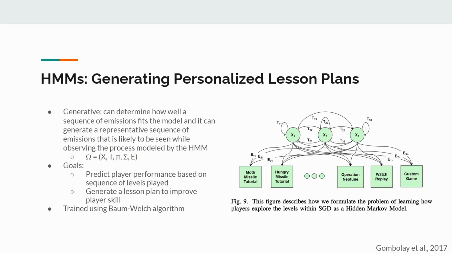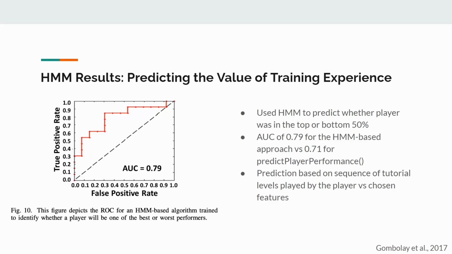The goals of this model are to predict player performance based on a sequence of levels played, or to generate a lesson plan to improve player skill given a belief state and a set of previous emissions. The Baum-Welch algorithm is used here to find transition and emission probabilities given optimal or suboptimal state series, as we'll see in the next slide. So the HMM is used to predict whether a player is in the top or bottom 50%, or it can be used to figure out an optimal lesson plan for the top performers or the bottom performers based on their existing performance.